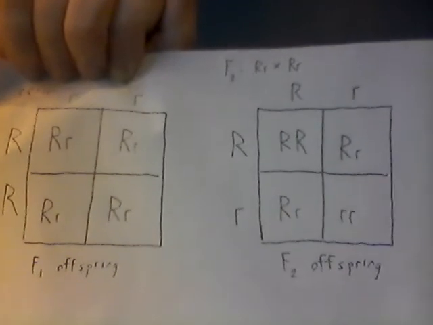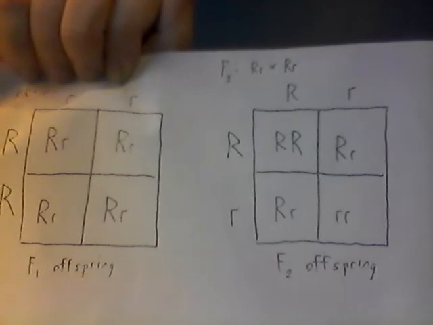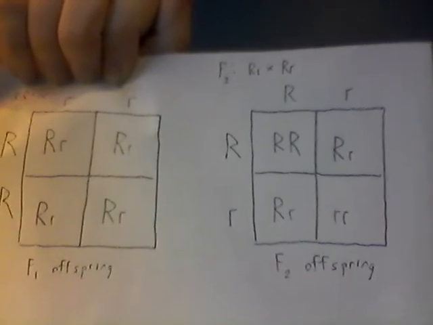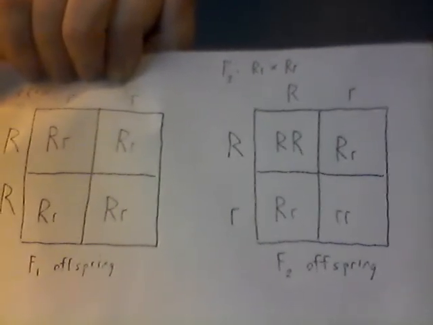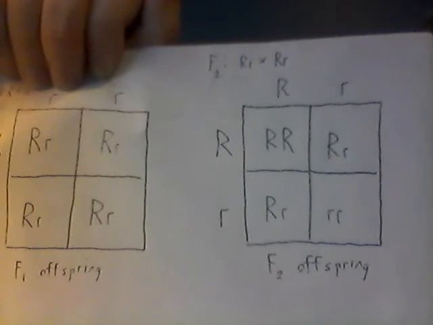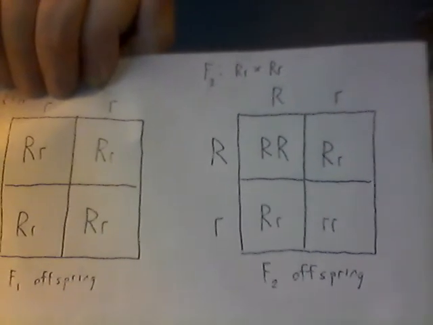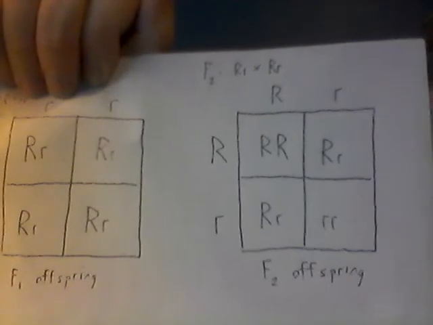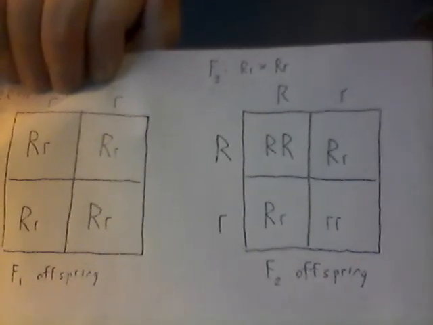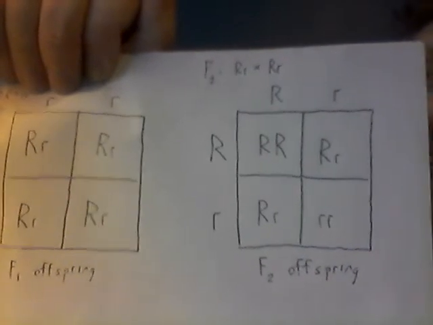Now, check out what happens here. Now we have a more interesting Punnett square because each of these organisms has one purple gene and one white gene. There's a 50-50 chance of passing on either one. So the upper right box shows us what happens if both parents pass on their dominant purple gene.